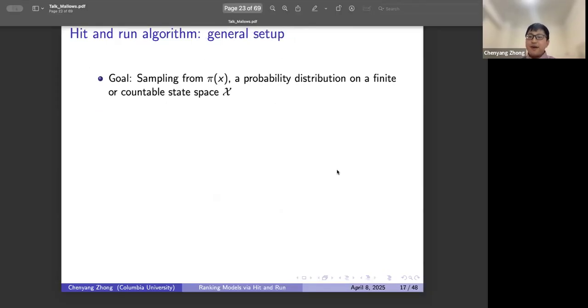In the paper that I mentioned earlier by Diaconis and Andersen, they introduced a general framework that gives a general version of the hit and run algorithm to allow it to incorporate a lot of known Markov chain Monte Carlo algorithms. I'm going to talk about this general algorithm in the context of sampling from a probability distribution pi(x) on a finite or countable state space, call it script X. This is just for convenience of notation. It also allows a generalization to general continuous spaces.